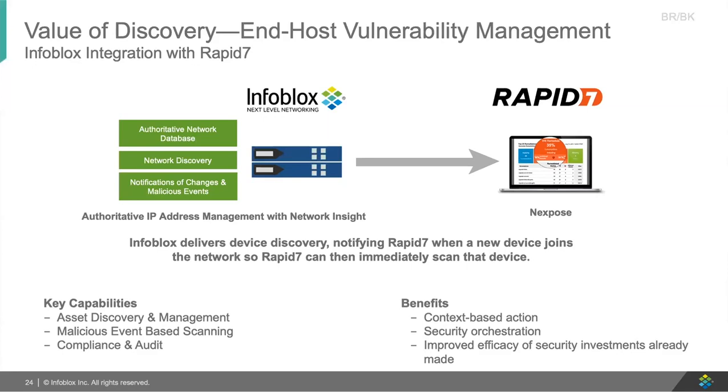So Bob, this one is on the end host vulnerability management integration with Rapid7. What are some quick thoughts that you have on this one? Well, this is an example of how to integrate with any vulnerability scanner, whether it's Rapid7, we also support Qualys and others, but it uses an outbound API.